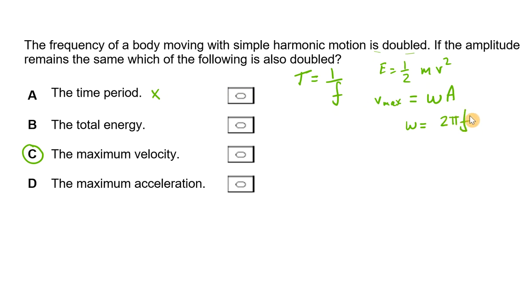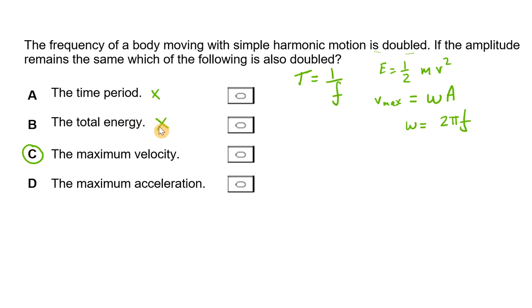So let's have a look. If I double the frequency, I will double the angular velocity. If I double the angular velocity, I will double the maximum velocity. But if I double the maximum velocity, then the energy will increase by 4 times, because energy is proportional to velocity squared. So the total energy won't double, the total energy will increase by 4 times.